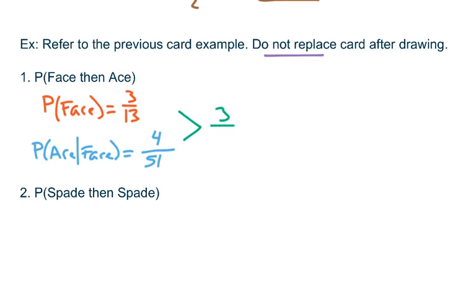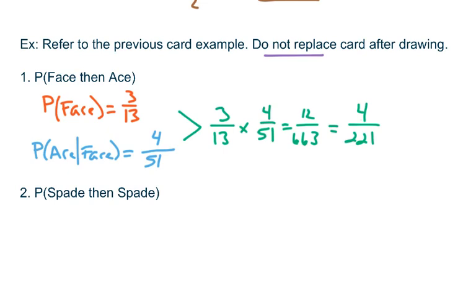We can say 3 over 13 times 4 over 51. This is going to be 12 over 663. This can be simplified down into 3 over 221. And I just realized I have an error. That's not going to be 3 over 221. That's going to be 4 over 221 because I'm dividing both of these by 3. 663 divided by 3 gives me 221. 12 divided by 3 is 4. All right, let's try another one here.